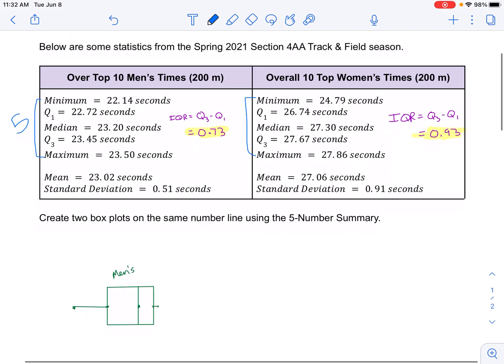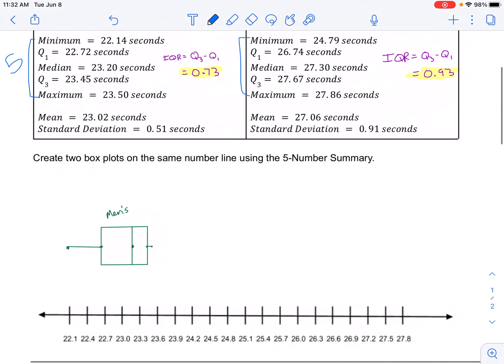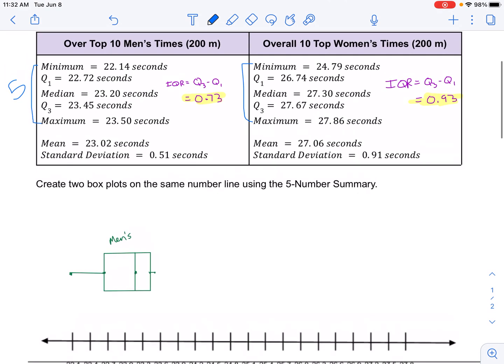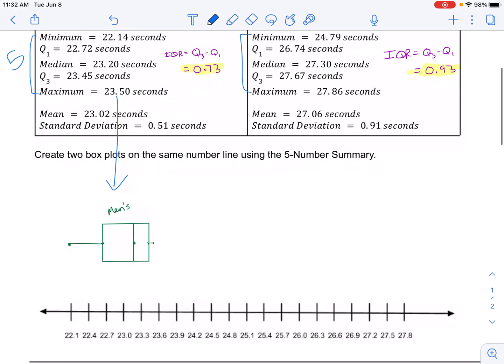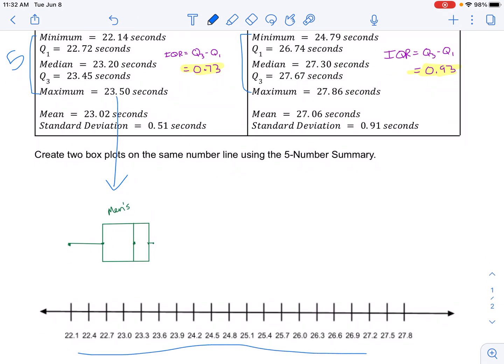So first thing that you're going to do is create 2 box plots on the same number line using the 5-number summary. So this is to help you with your final project for this unit. Looking up at the top here, you'll notice that I already did that. And what's nice is I also included a bunch of numbers here on this number line. It's going up by 0.3 seconds, essentially 0.3 of a second.